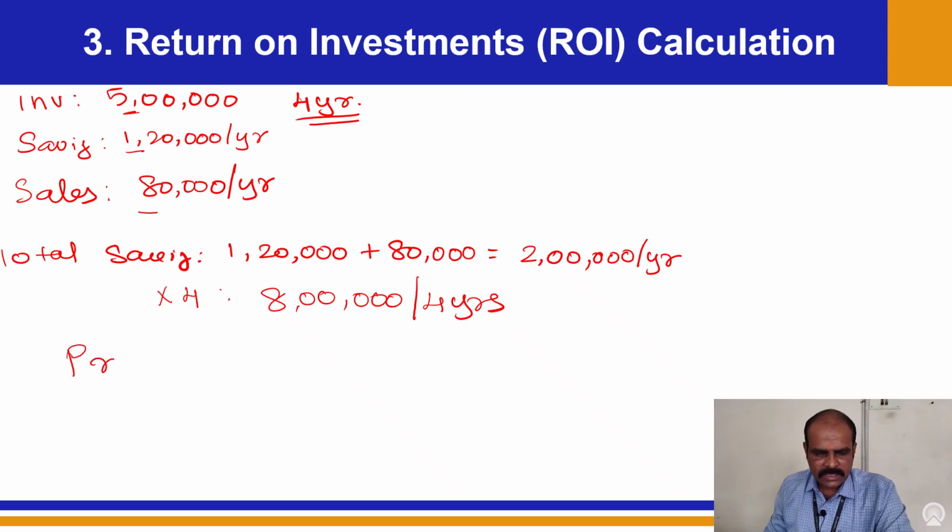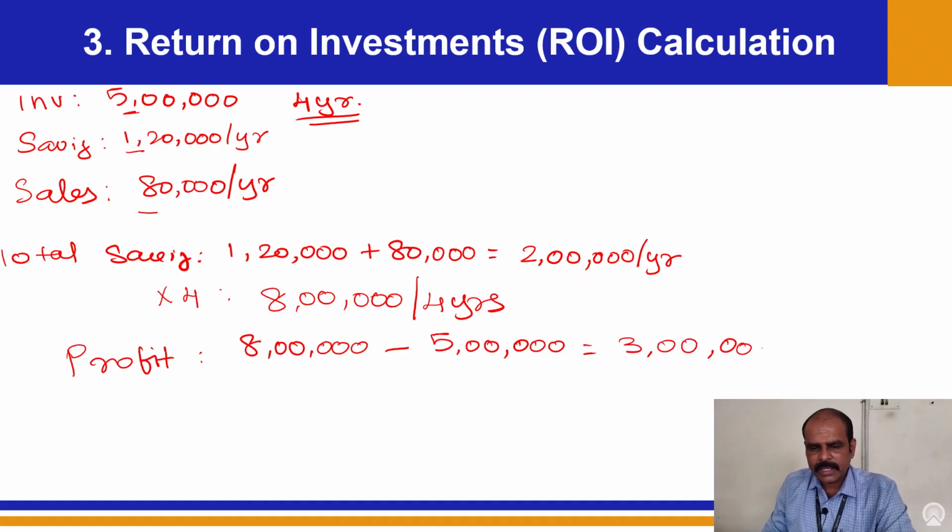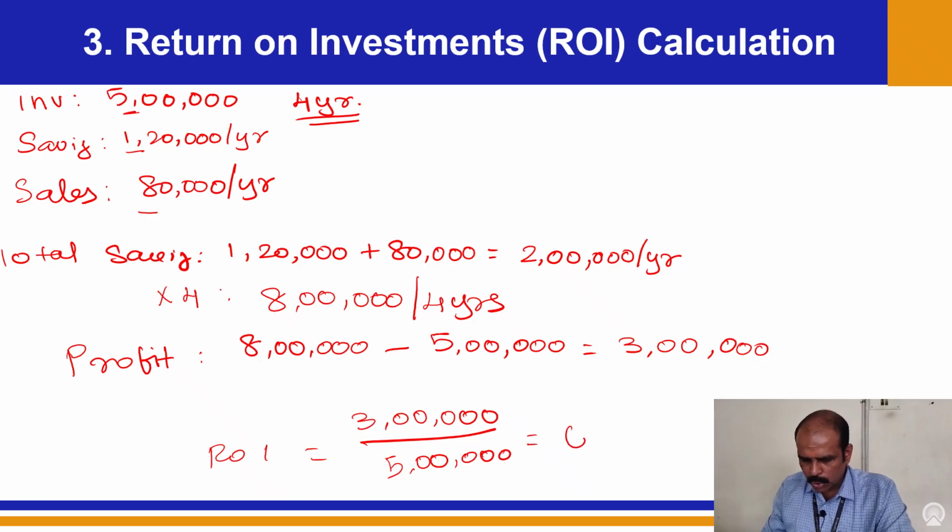Now we'll calculate the profit. We got 8 lakhs from the robot, from direct as well as indirect revenue, but the investment we made is 5 lakhs. So the net profit is 3 lakhs. With this, we are into the regular mode, that is we can calculate the ROI directly. So ROI is equal to the savings we get from the robot investment, 3 lakhs, divided by the amount invested, 5 lakhs, and the ROI is going to be 60%. So this is how we do it.